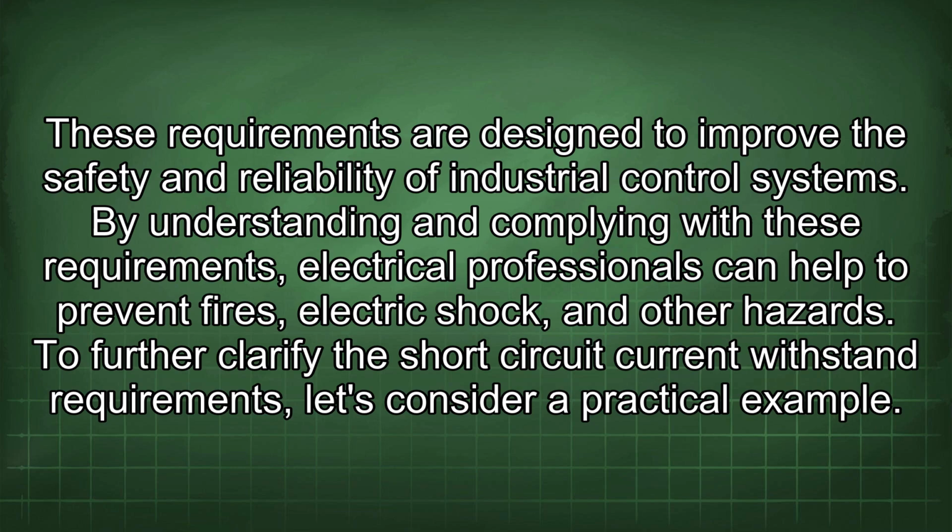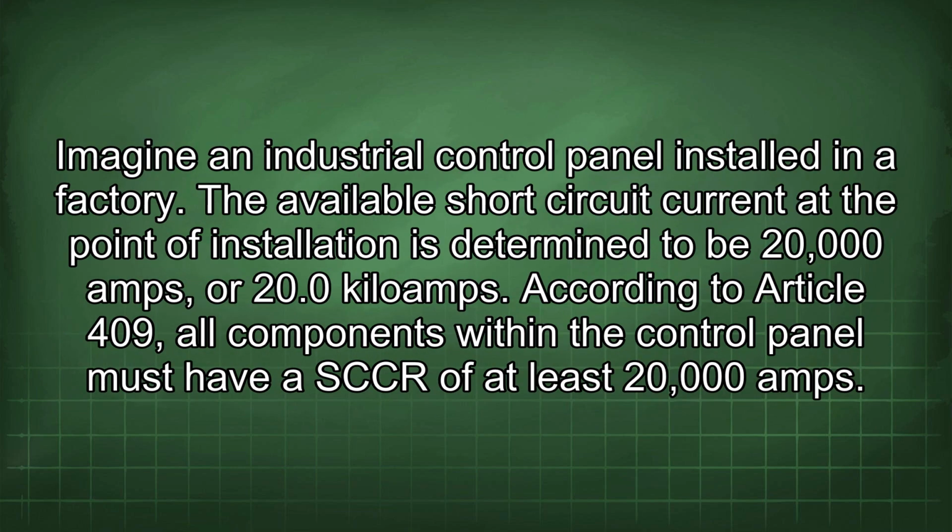To further clarify the short-circuit current withstand requirements, let's consider a practical example. Imagine an industrial control panel installed in a factory. The available short-circuit current at the point of installation is determined to be 20,000 amps or 20.0 kiloamps. According to Article 409, all components within the control panel must have a SCCR of at least 20,000 amps.